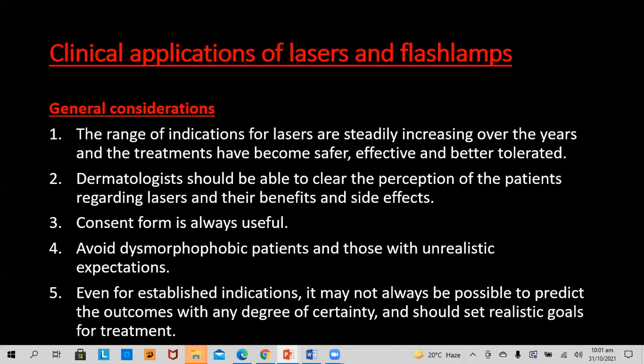Avoid dysmorphophobic patients and those with unrealistic expectations. But if you are unable to avoid such patients, then it is better to take before and after photographs. For established indications, it may not always be possible to predict the outcome with any degree of certainty, and hence realistic goals should be set for treatment. So for general consumption, promise the patient 50 to 70% improvement after 5 to 6 sessions of lasers that are used for different indications.